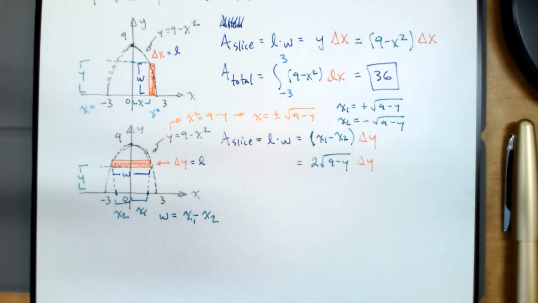What I want right now is for everybody to be on board with the 2 square root of 9 minus y. There's a couple of ways to see it. We could just subtract those two things. We could recognize that 0 is the center of this parabola, and the distance from the center is, if it's plus square root of 9 minus y on one side, it's going to be minus square root of 9 minus y. So I just want two copies of that distance. There's lots of ways to see 2 square root of 9 minus y.